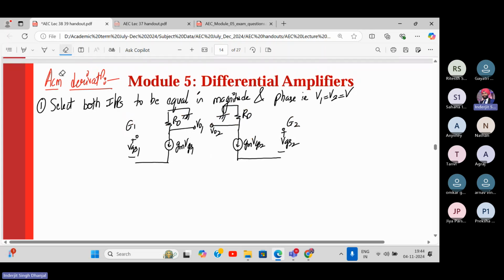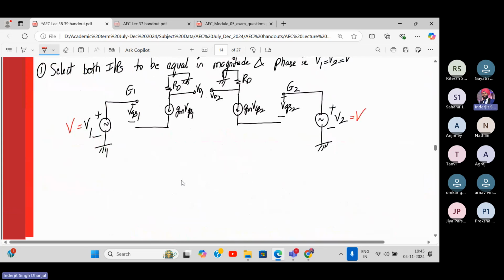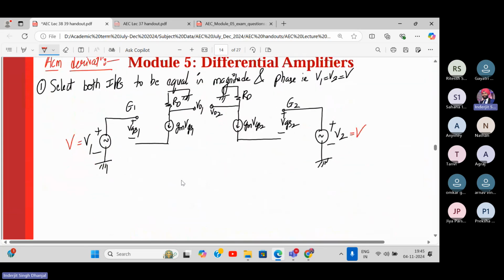Now, see one thing over here. What is so special about common mode signal? In a common mode signal, V1 and V2 are the same. So that means here I'll write it as V. This is equal to V. This is also equal to V. Yes or no? Agree to this?